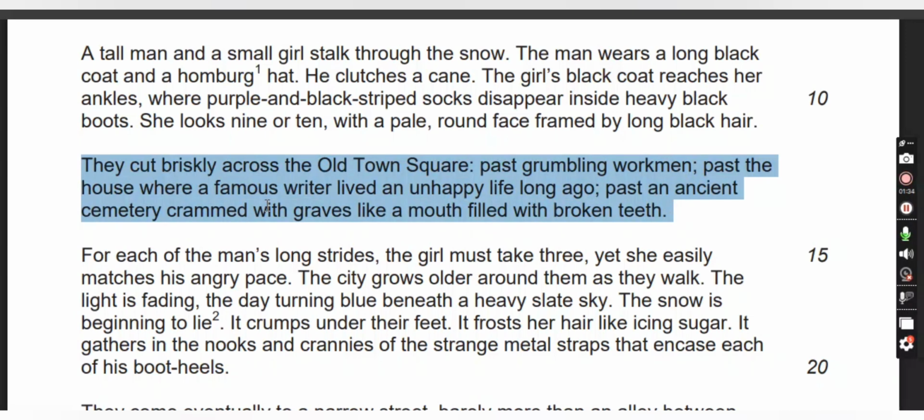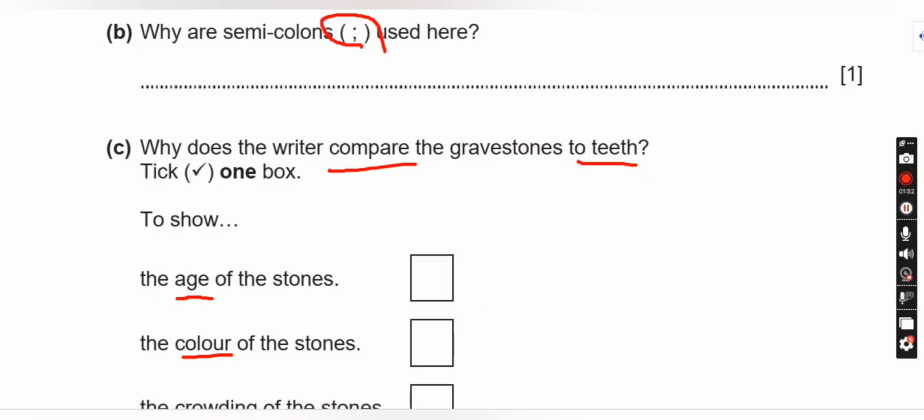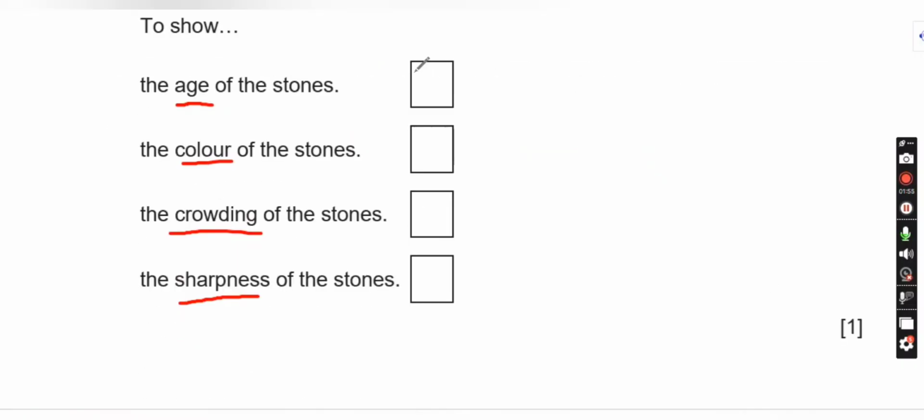Got was crumpled with grapes like a mouse, like a mouse filled with broken teeth. Broken teeth, which means the crowding of the stones. Even if I don't know what it means, I'm sure that he didn't talk about age, or anything related to colors or even sharpness. It's not the meaning. Okay, so I'm going to choose this one even if I don't know why it's correct, but I know that the others are wrong.